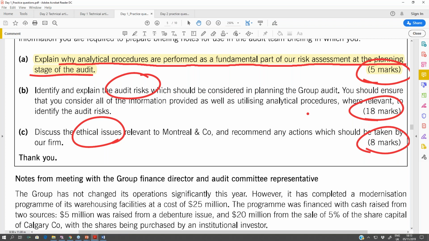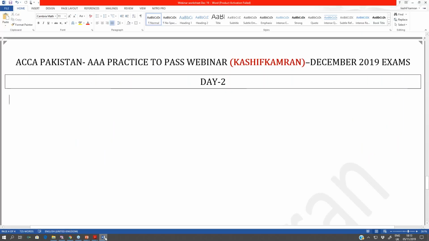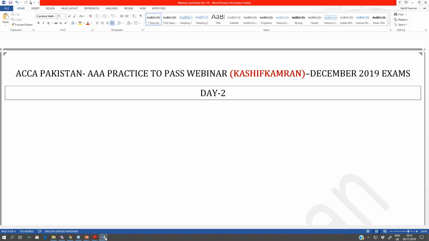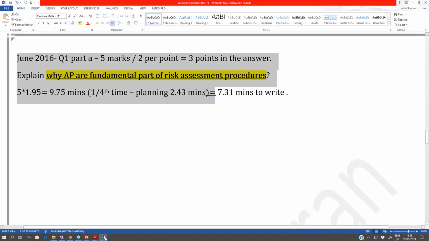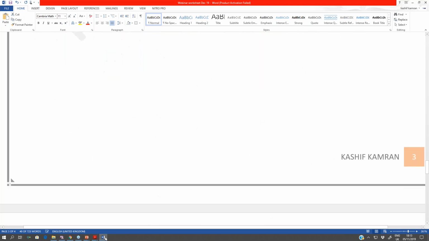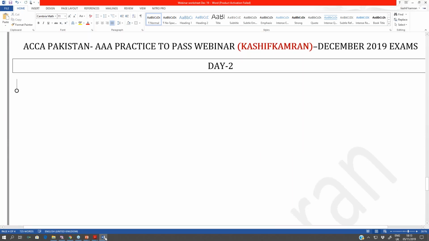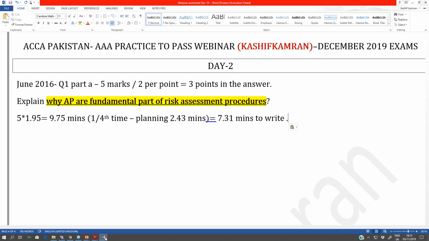I did mention yesterday that for the knowledge questions which come in the first question of the AAA paper, the marking scheme is 2 marks per valid point you write. So, explain why analytical procedures are performed as a fundamental part of our risk assessment procedure. We started to drill that yesterday when the session ended, so let's start drilling the same from the start of day 2. I just need to bring this question down from my day 1 file. We started with this question, and the marking scheme was defined yesterday, and the time management was even discussed. I hope you remember the time rules we made yesterday: we have 1.95 minutes per mark, and from that, 1/4 of the time is to be spent on reading and planning.